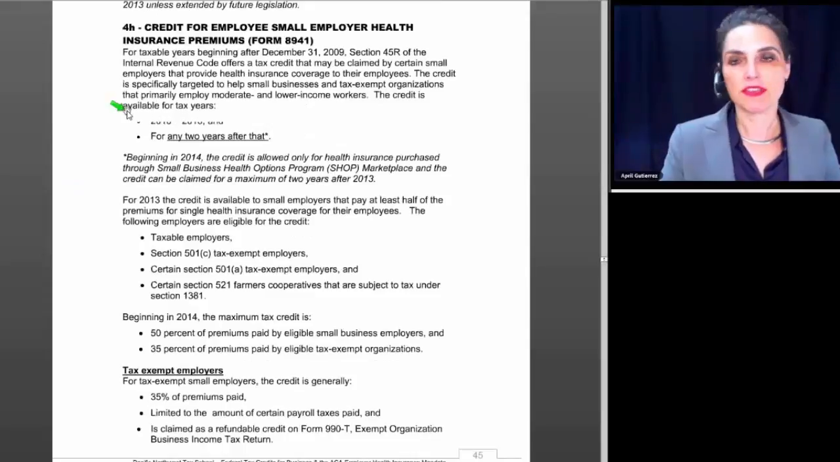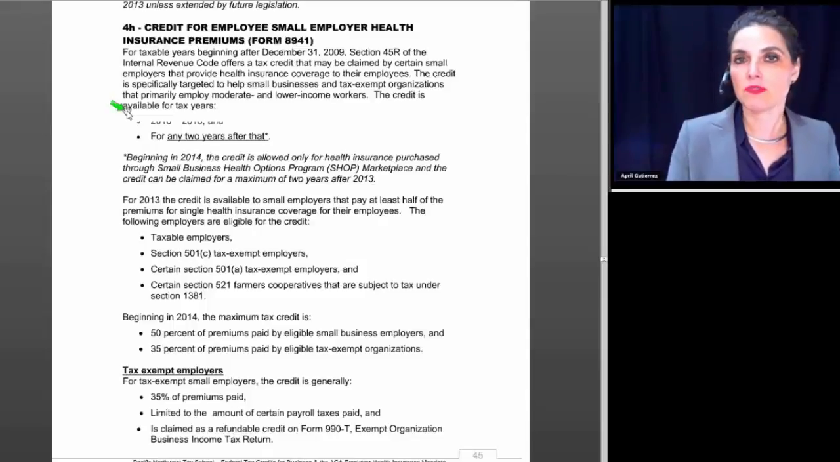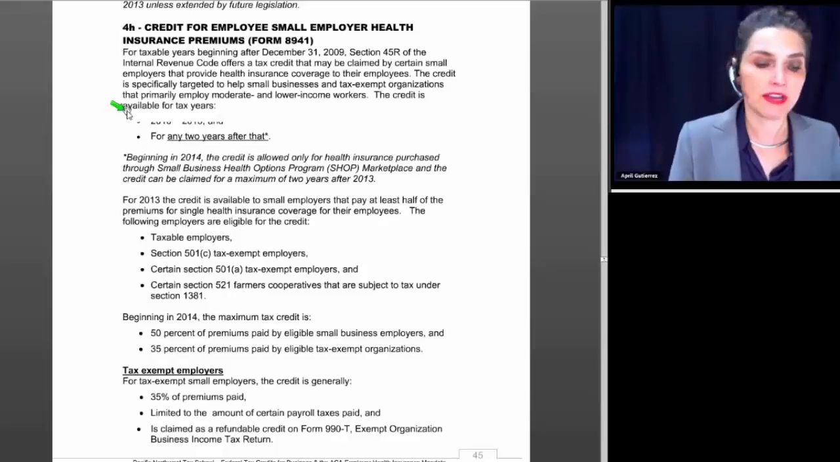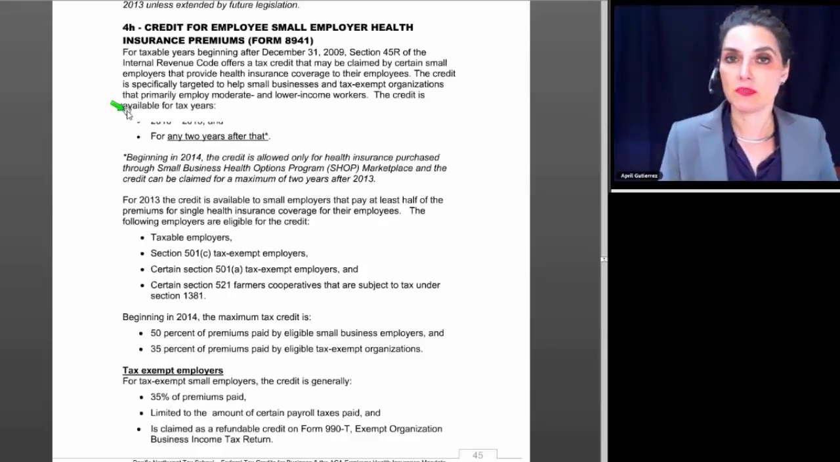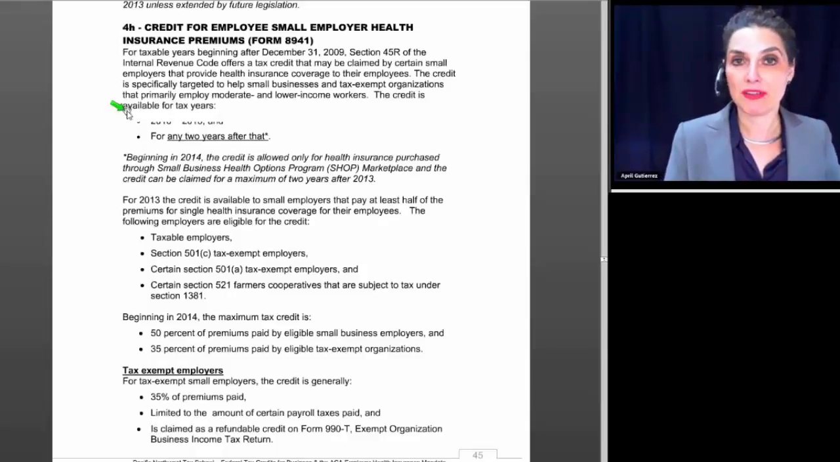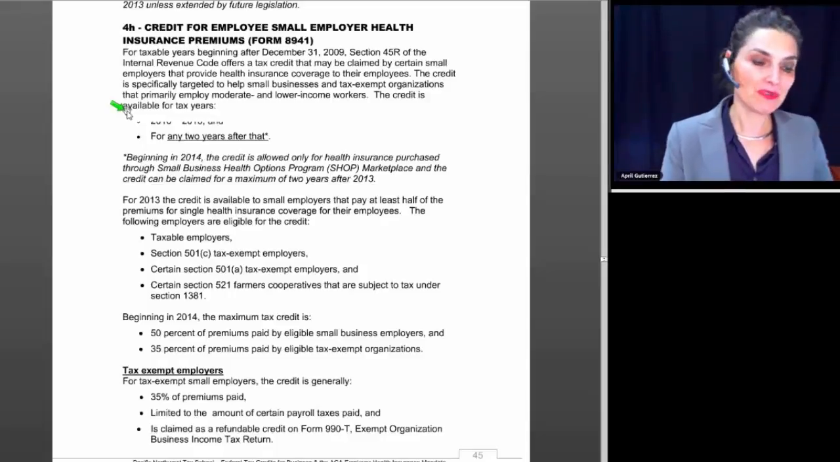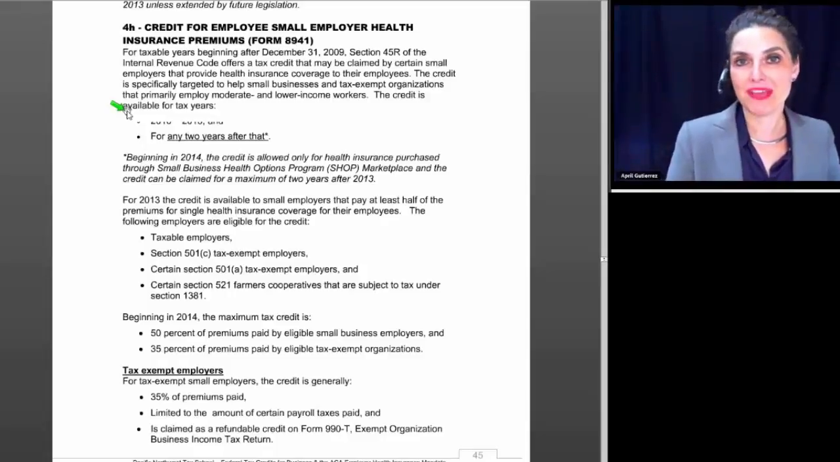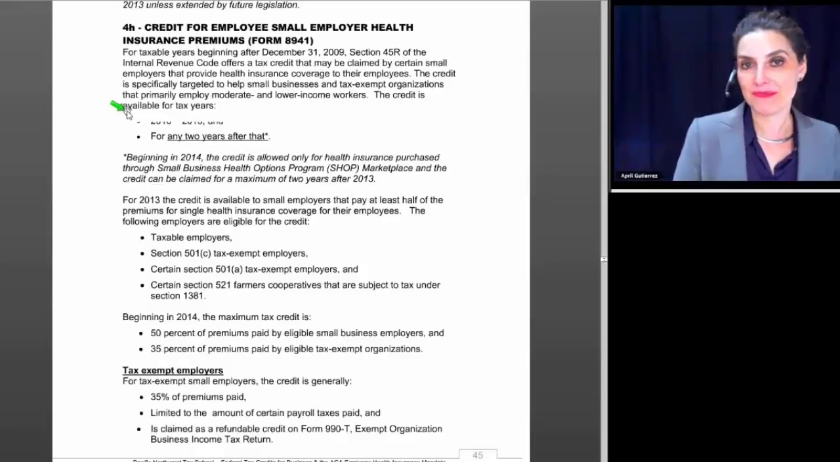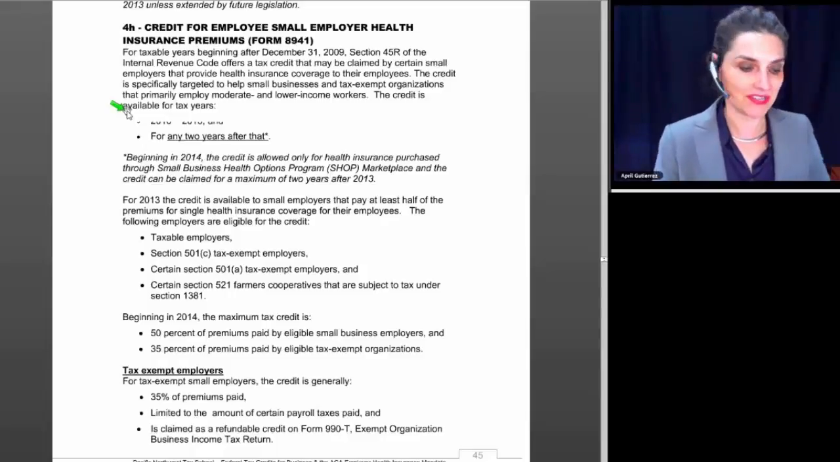So for tax years 2010 through 2013, the instructions for Form 8941 went into a lot of detail about the type of health care plan that could qualify for the credit. It's really not necessary to worry about what kind of health care plan qualifies for the credit anymore because there's really only one rule for the health care plan, and that is you have to buy it through the SHOP. And of course, in order to be admitted into the SHOP, the plan has to be a qualifying plan or it wouldn't be allowed into the SHOP.